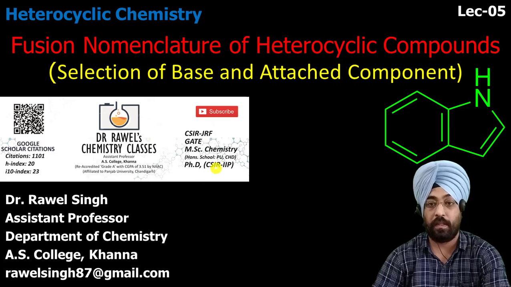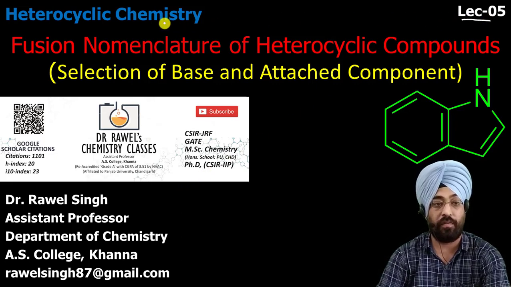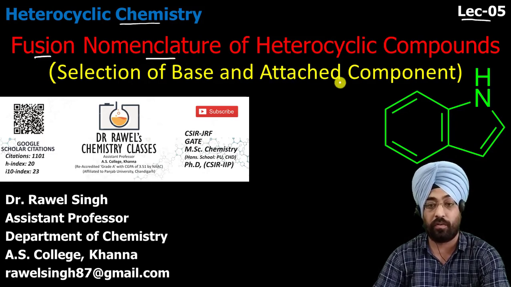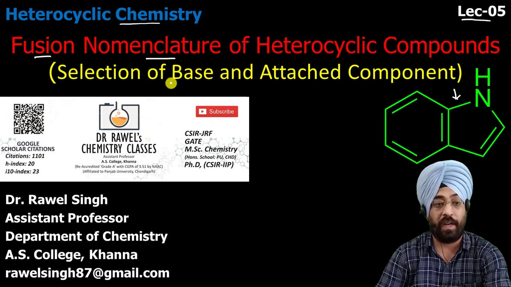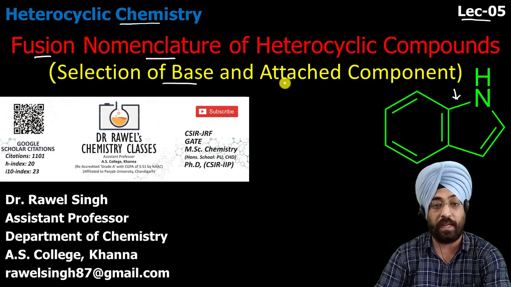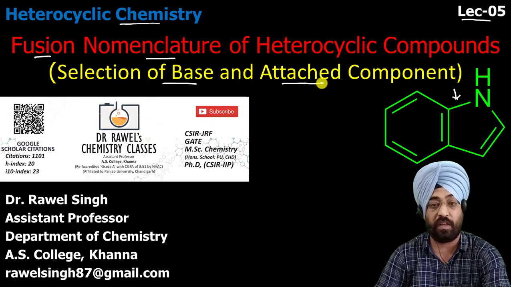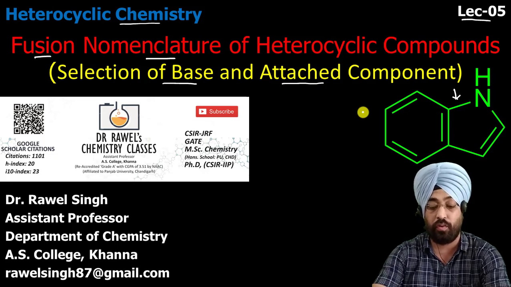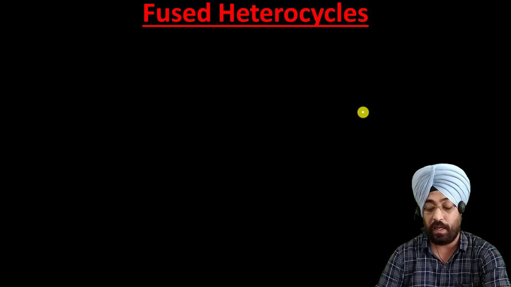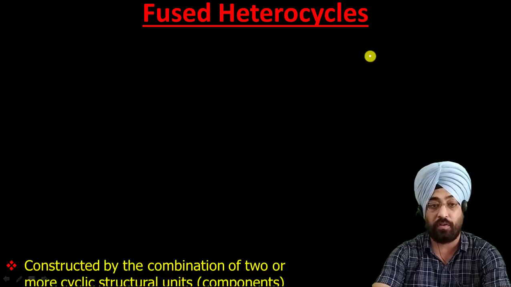Dear students, this is our fifth lecture of heterocyclic chemistry. Today we will discuss the fusion nomenclature of fused heterocyclic compounds. Basically, today we will see how we have to choose the base component and attached component, which are the two basic requirements when we use fusion nomenclature for these heterocyclic compounds, which are called fused heterocycles. So first, let us quickly define what fused heterocycles are.